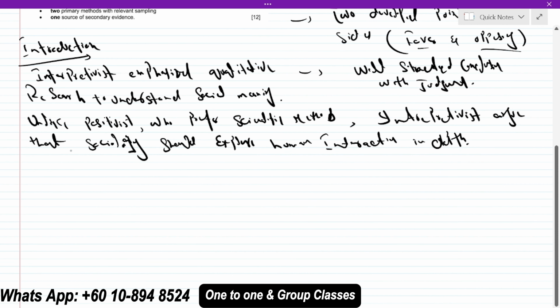Now move on to the arguments for the interpretivist approach. Right. So arguments for the interpretivist approach.